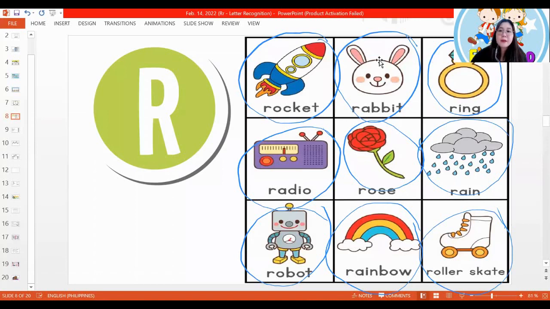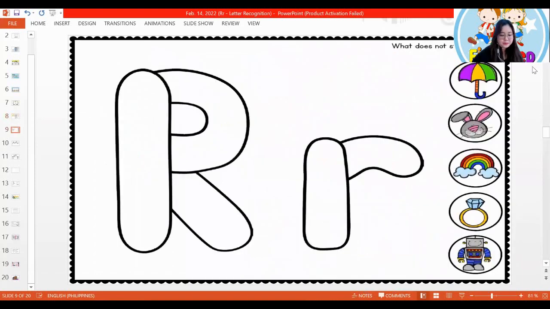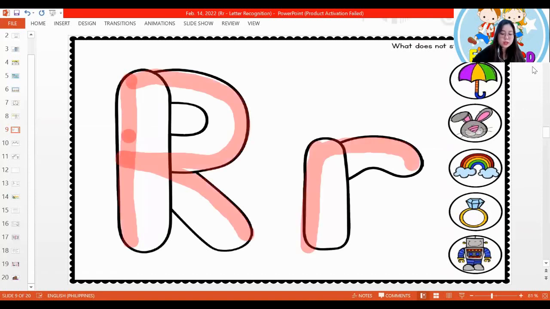Now that we already know what capital and lowercase letter R looks like, and also all the pictures that start with the letter R, let's get our letter R Play-Doh mat. So because it's the letter R, I'm going to make a rainbow letter R. Because rainbow starts with the letter R. And you know what? The color red also starts with the letter R. All done with my rainbow letter R.